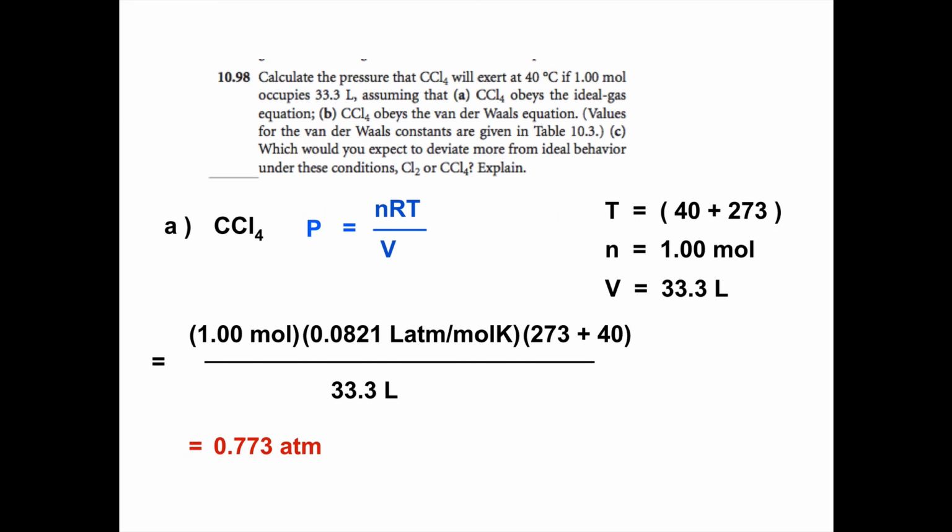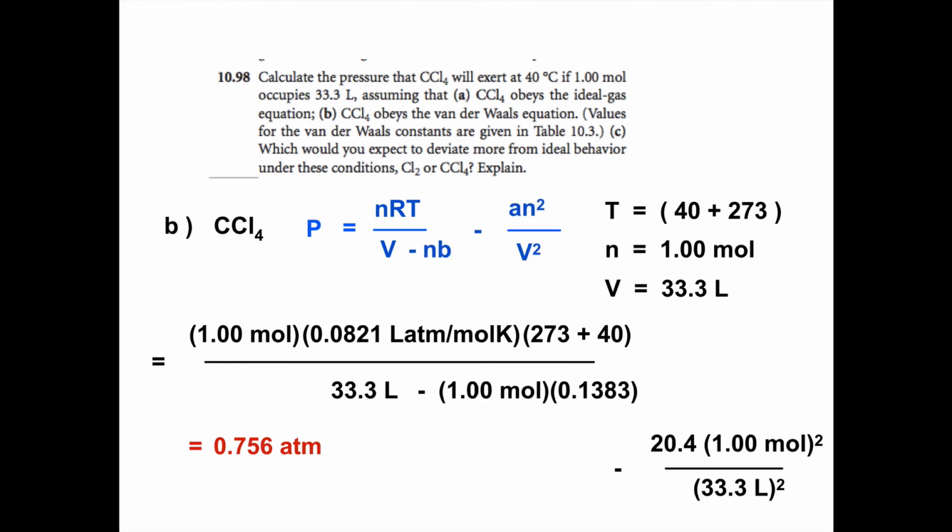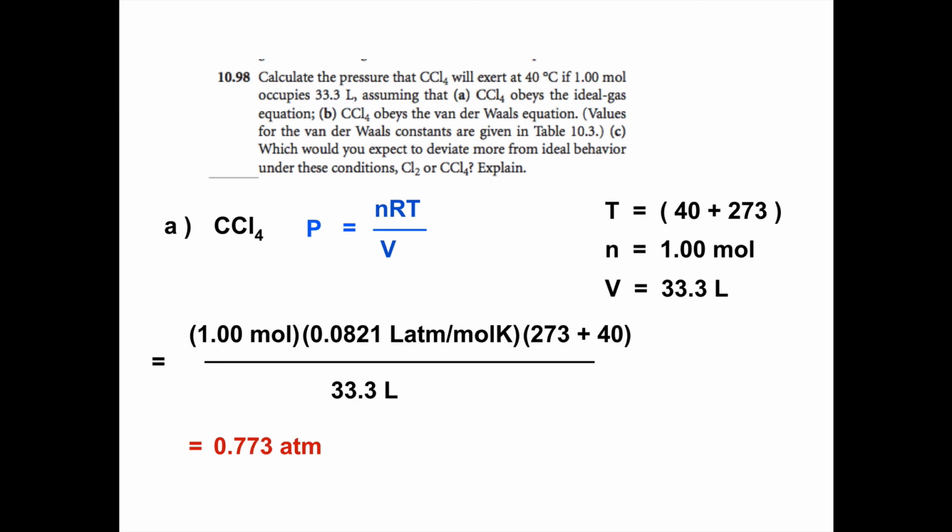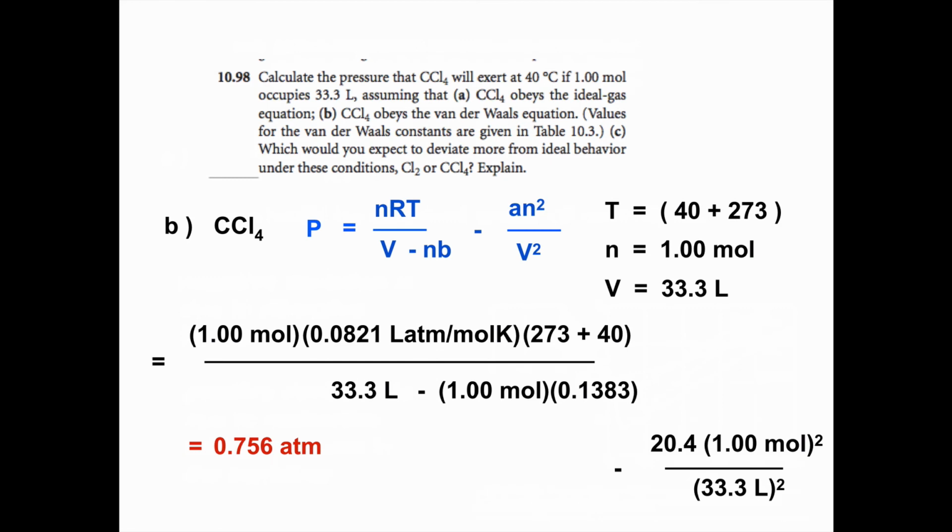All right, so B. How does the gas behave according to the van der Waals equation, right? So when we shove those constants in, along with the volume and the number of moles, and we correct for the fact that tetrachloromethane takes up space in the container and it has intermolecular attractions, we end up with a slightly lower value than we do from ideal behavior, right? So in an ideal gas, it's supposed to have a pressure of 0.773 atmospheres. Using the van der Waals equation, it has a little bit less.